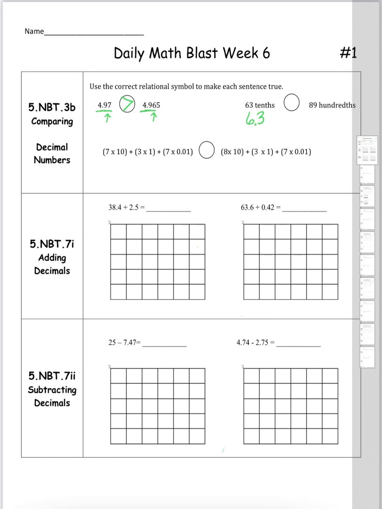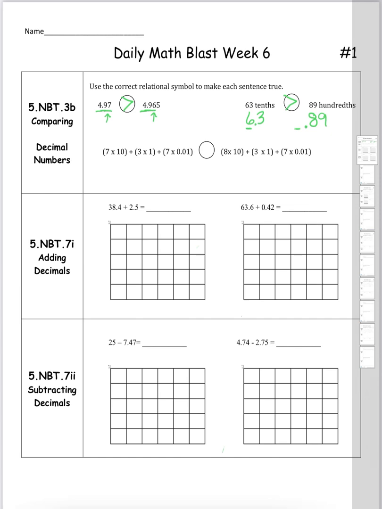89 hundredths. I want 89 to end in the hundredths place. So to make that 9 end in the hundredths, I need a decimal before the 8. Now I can compare. Again, like units must be compared. So I have 6 ones, and this number doesn't have any ones. So 6 ones is greater than no ones. Therefore, 63 tenths is greater than 89 hundredths.